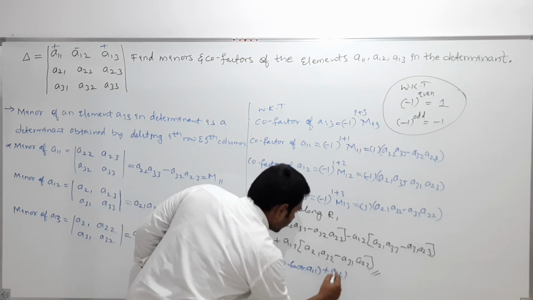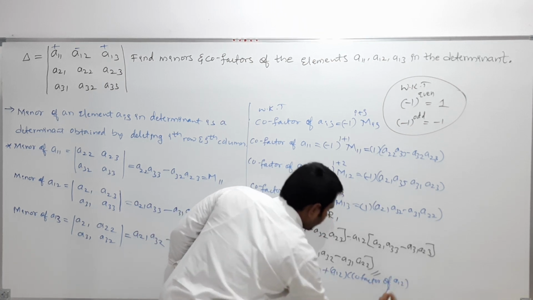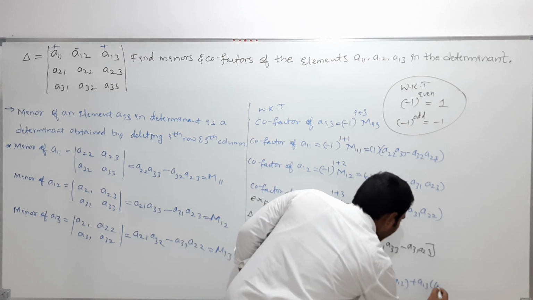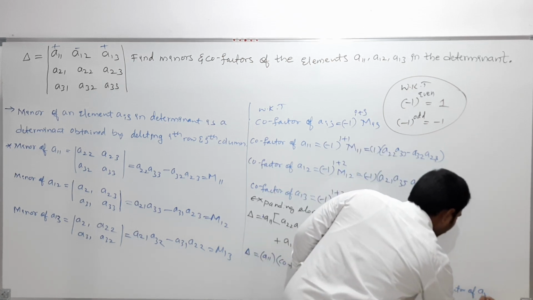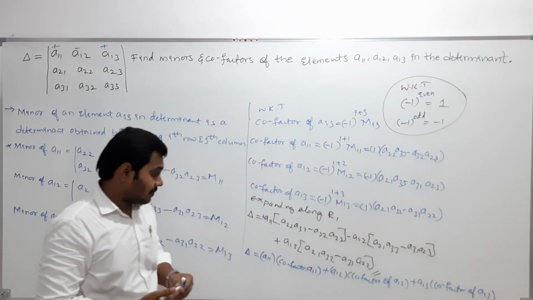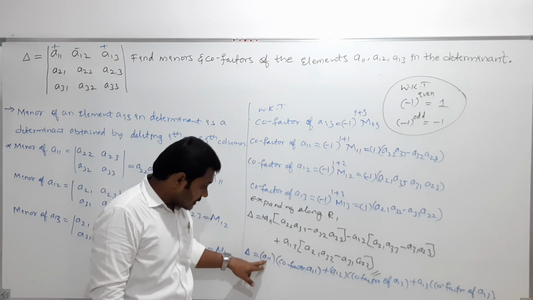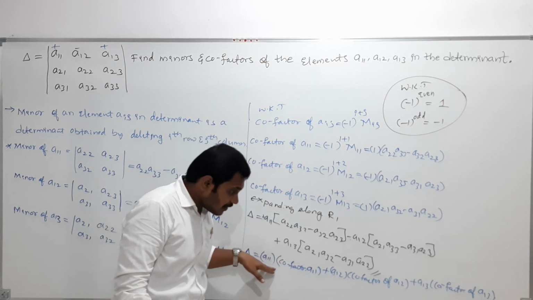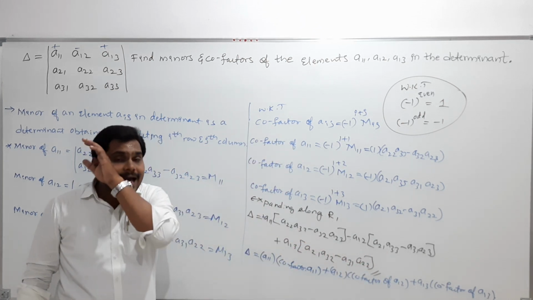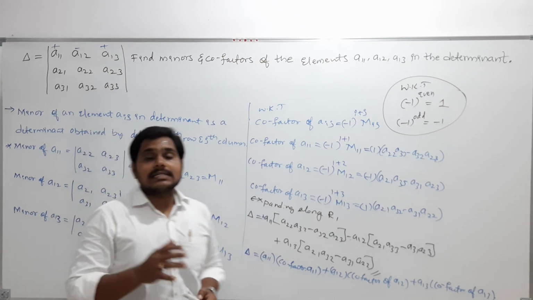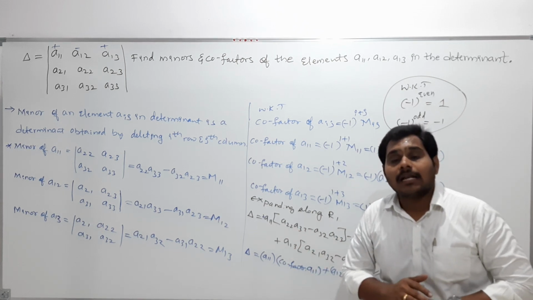Next plus A12, cofactor of A12. Next plus A13, cofactor of A13. So my dear students, please remember, along any row or any column, if you multiply the elements with the cofactors and add them, what will it give you? It will give you the determinant value only. Therefore, these cofactors and minors are useful to calculate the determinant value.